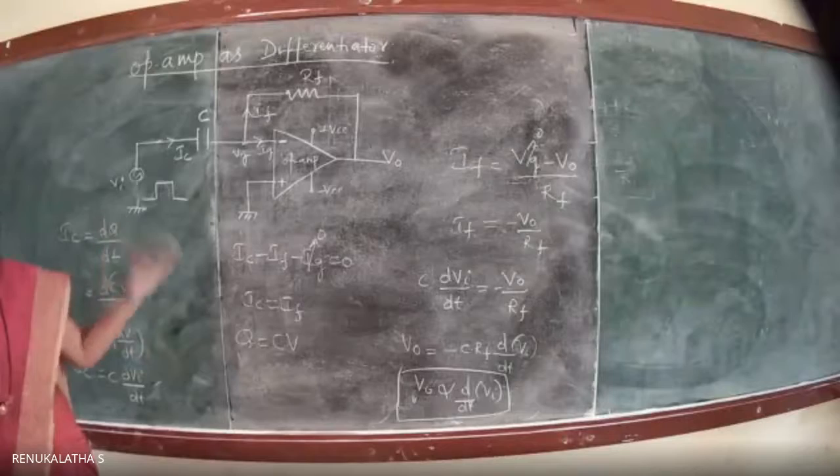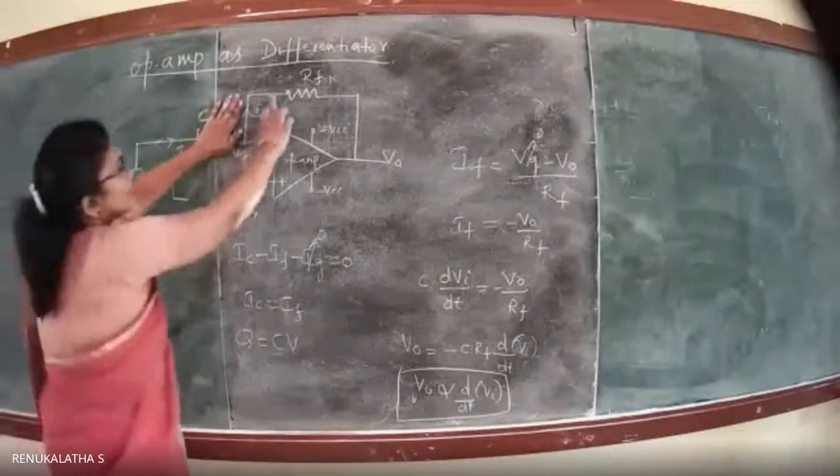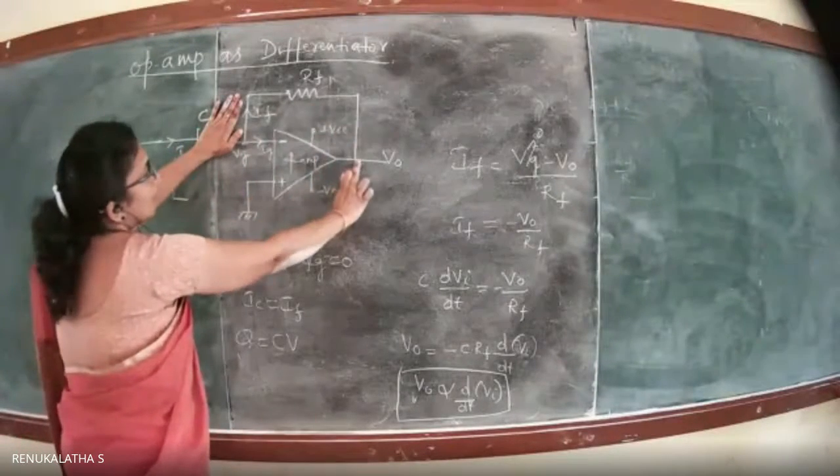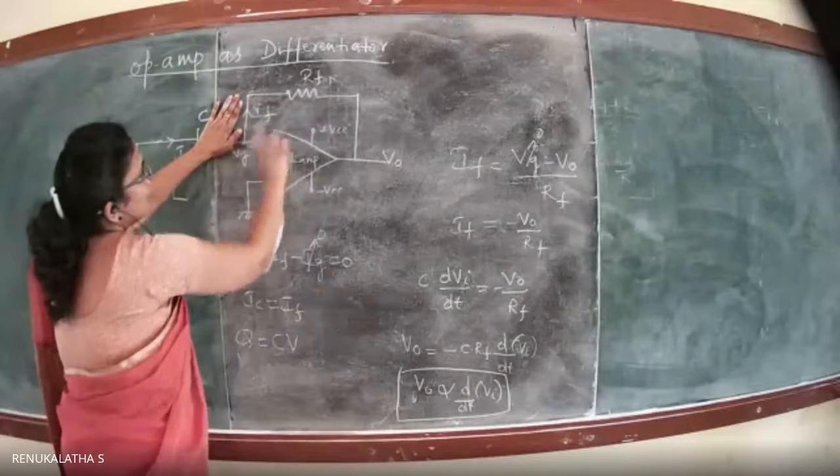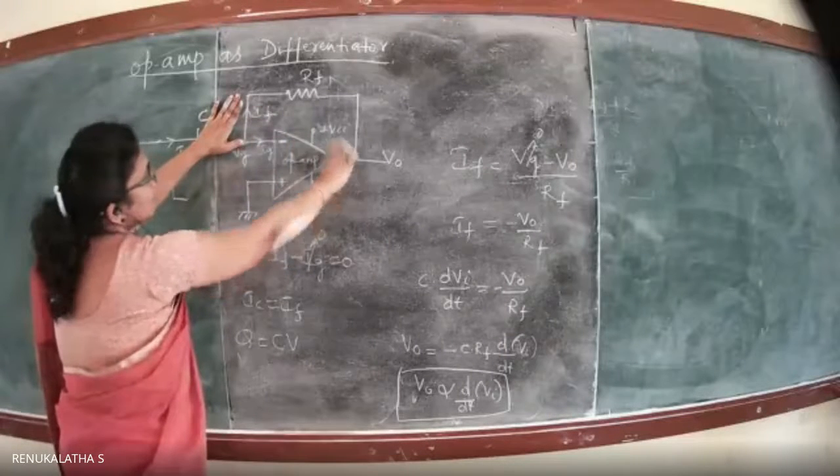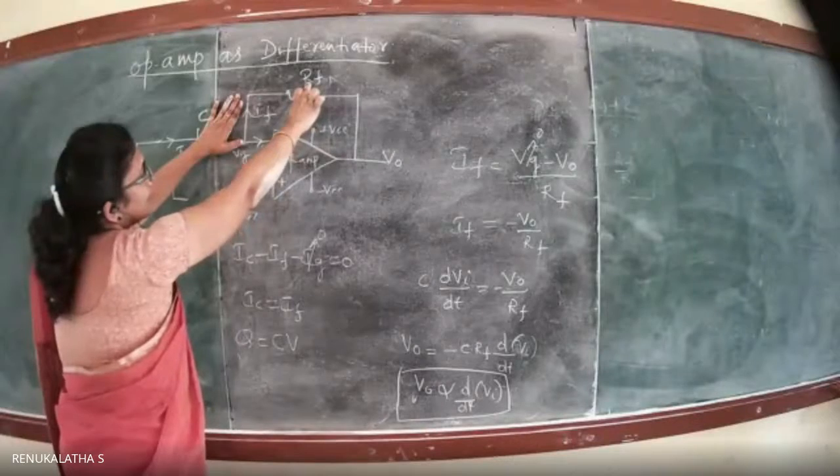Okay, so now what is it that we need to find? Output current. What is output current? The voltage drop across this is your output current. So what is the voltage drop? This voltage divided by this resistance is the current IF.